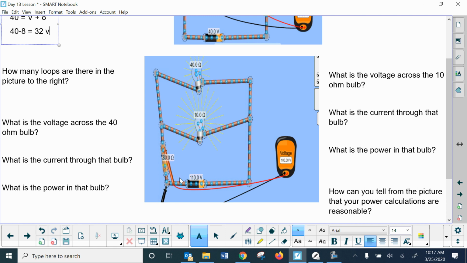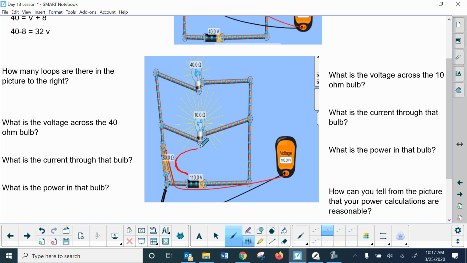So looking at this, and this is actually a combination circuit because it's got multiple pieces. First off, the first question here is how many loops are there in this picture? Again, a loop is just an independent path. So I can start here and draw, so it can go like that, and maybe I call that loop 1. It starts here at the battery, goes through the 80, goes through the 10, and comes back, and that would be 1 loop.